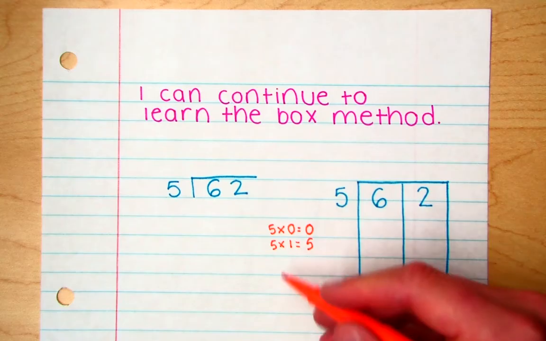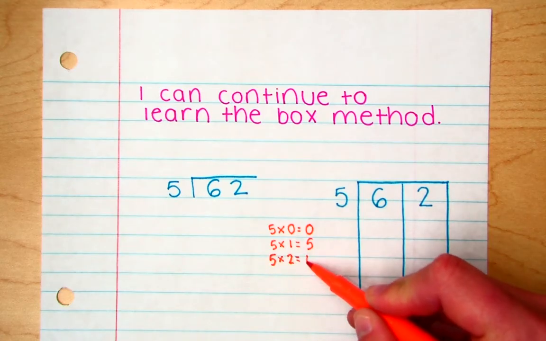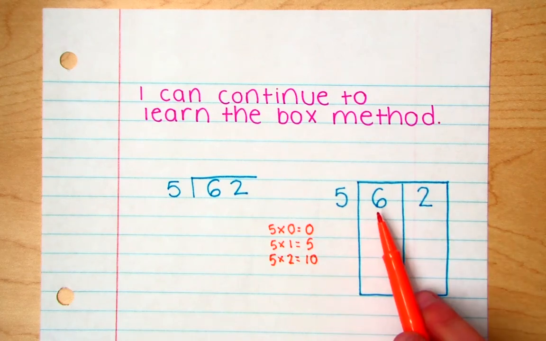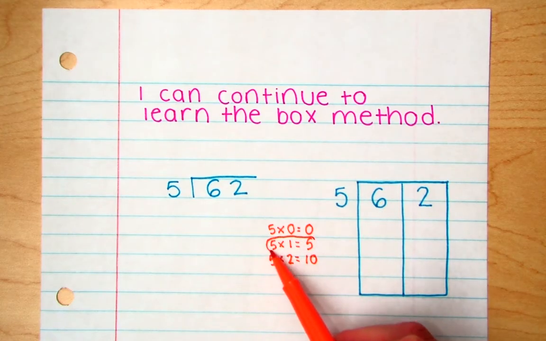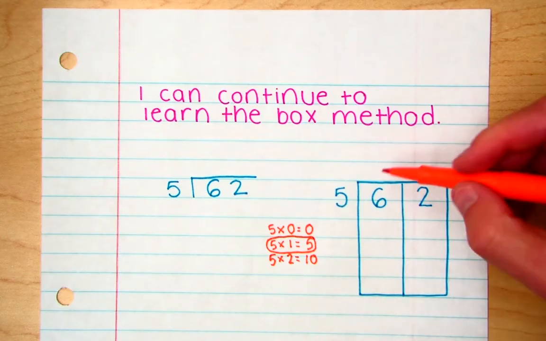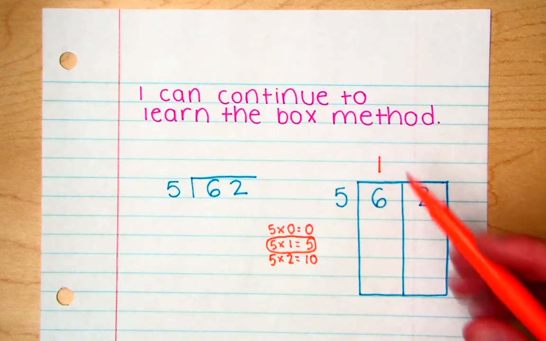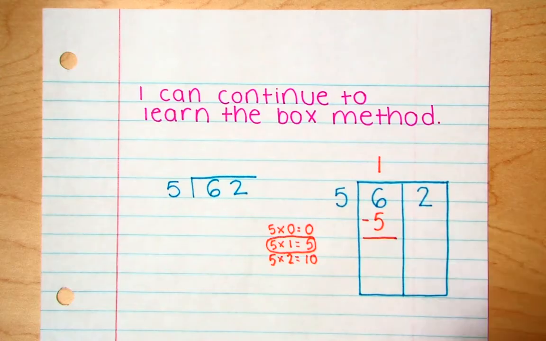So let's go on to my next multiplication, 5 times 2, which is 10. But 10 is going to be too many because I only need 6. So here's the one I'm going to have to settle for. I'm going to have to settle for it goes in 1 time. So I'm going to put my 1 right at the top here. Now 5 times 1 is 5. So I need to place that number underneath and I need to subtract.